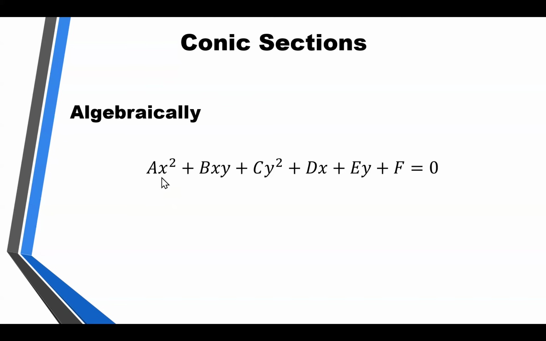Again, degree 2: x squared, xy is also degree 2, y squared is degree 2. And these are non-trivial when at least one of A, B, or C is non-zero. So we can get circles, ellipses, parabolas, and hyperbolas when one of the degree 2 terms is not equal to 0. If A, B, and C are all 0, then we get the trivial case where we just have a linear polynomial in two variables.